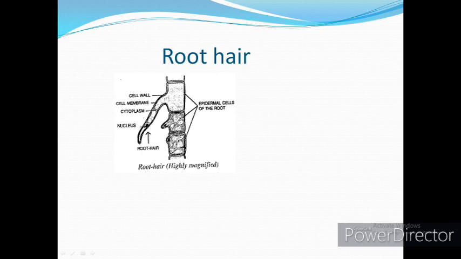This will be the vacuoles, and the upper one will be an epidermal cell of the root. And this is the structure of the root hairs. This is the root hair. So if this type of diagram comes, I hope you will be able to solve this type of question.